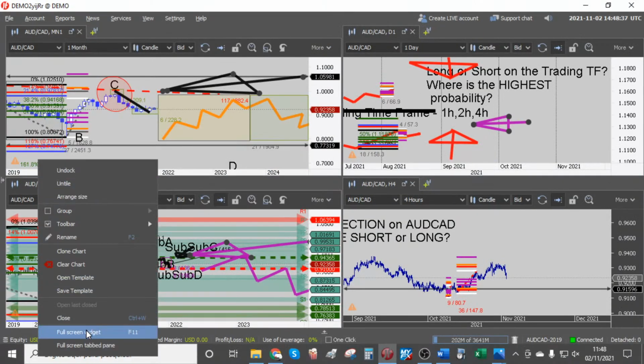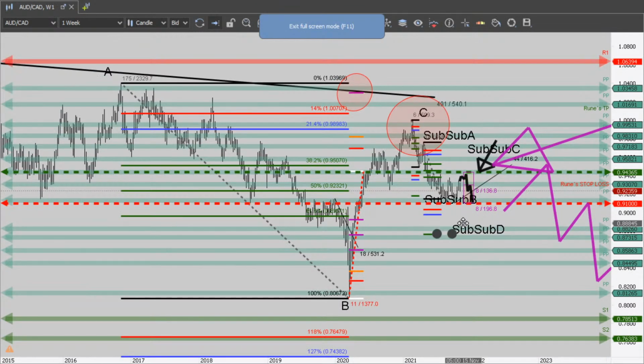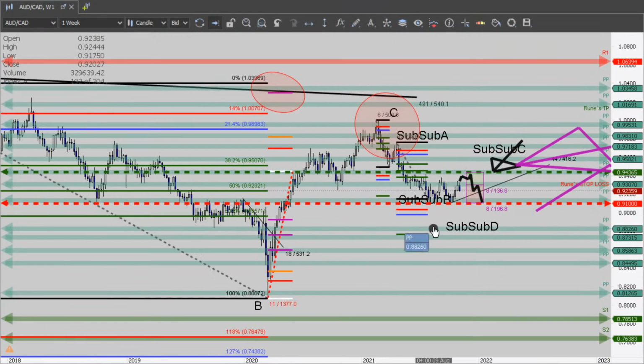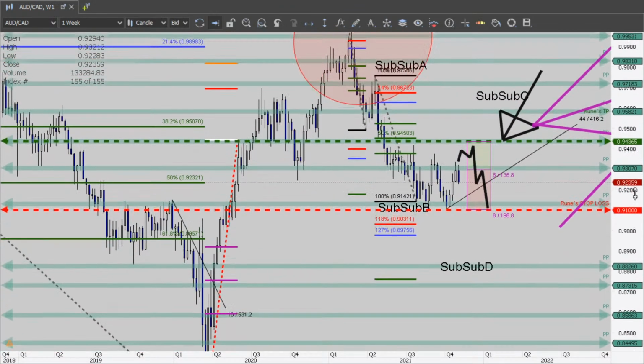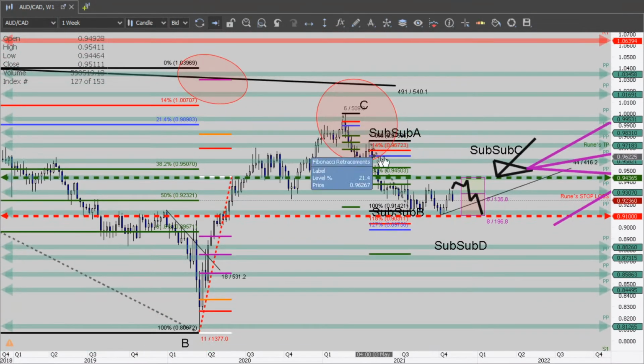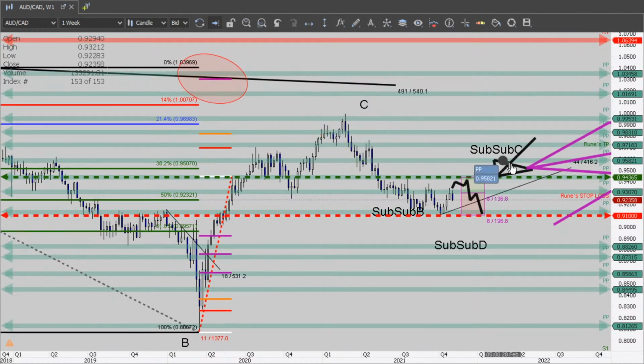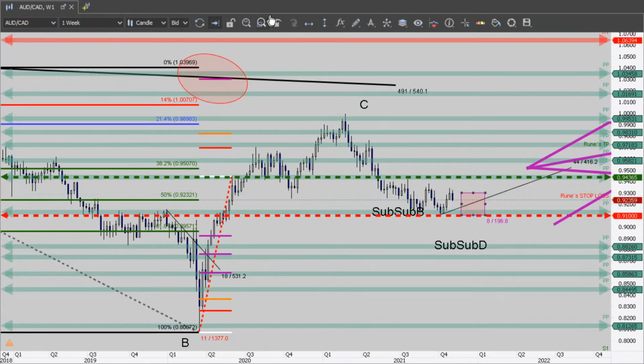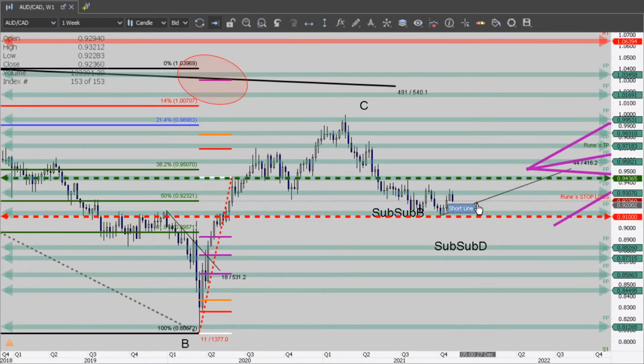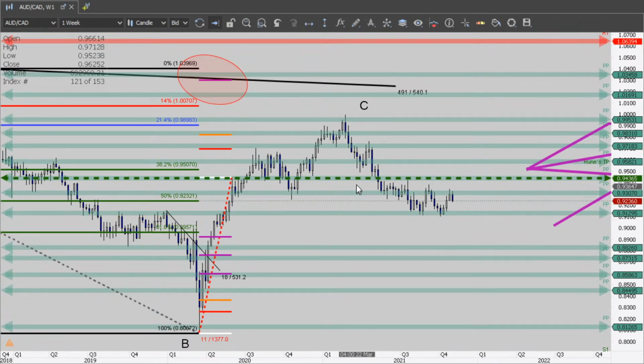What about the weekly? What about the weekly, everybody? Do we have the confirmed downtrend on the weekly? Is the market making lower lows, lower highs? Let's delete some of the things, right? Let's delete this from the previous lessons. Sub B, sub D, out. Whoops, not this one.